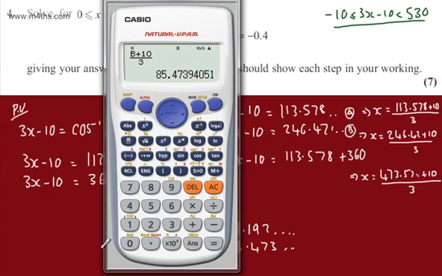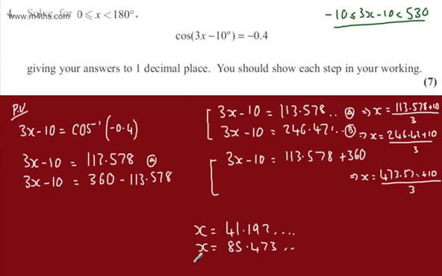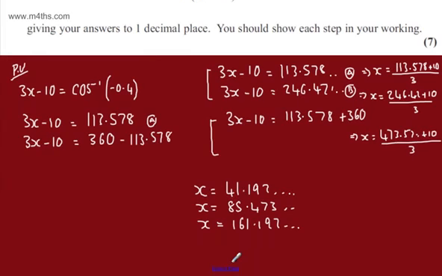And then we're going to get the last one, which is going to be A plus the 10 plus the 360, and then I'm going to divide that by 3, and that will give me 161.192. So x will be 161.192 and so on. Now you could have just added 120 on here, entirely up to you. So they are now my values.